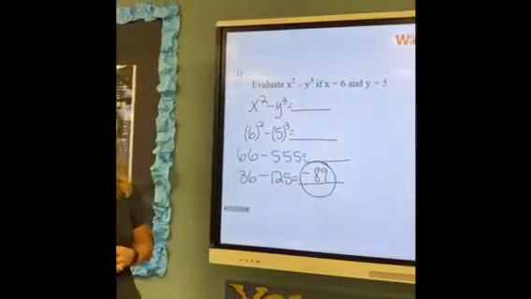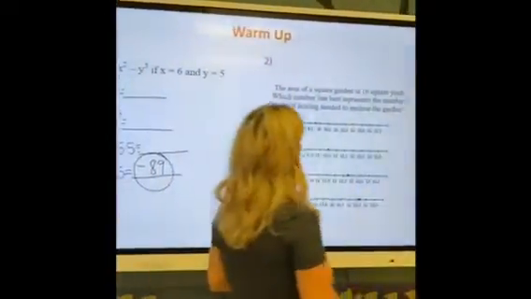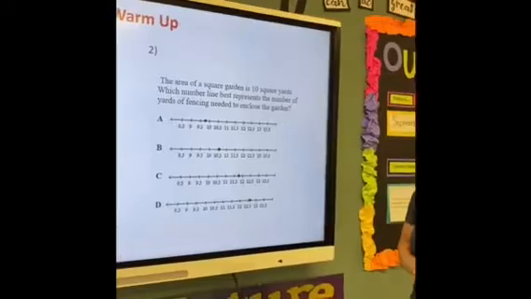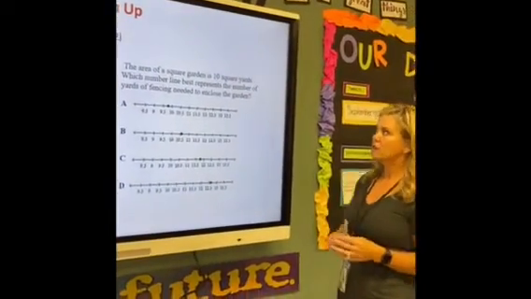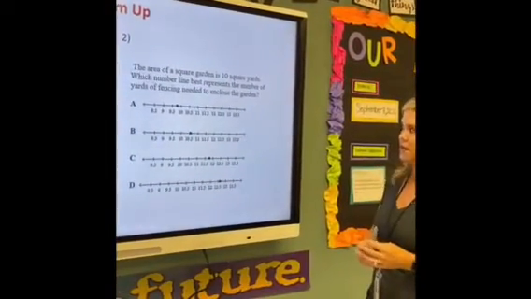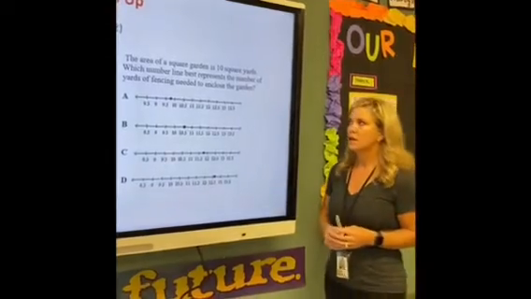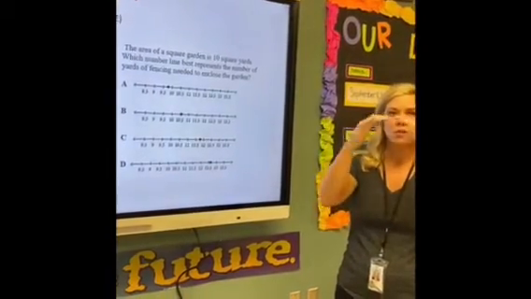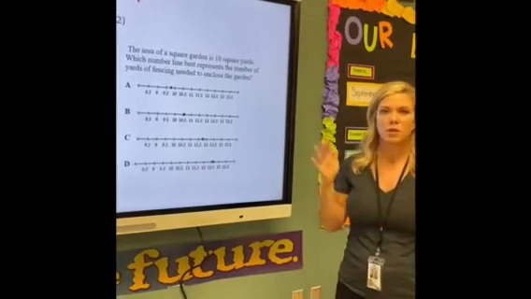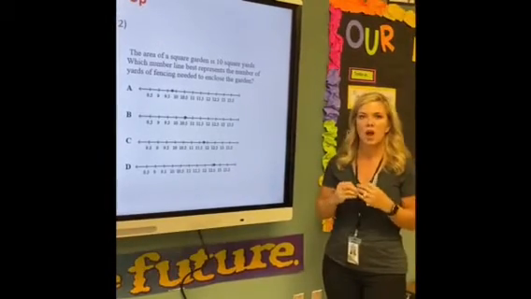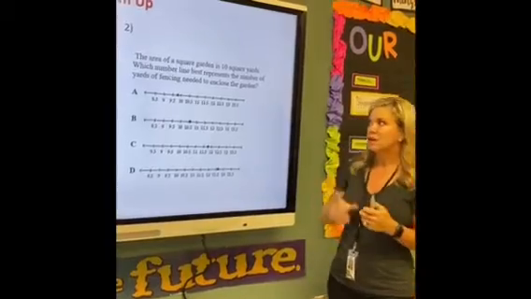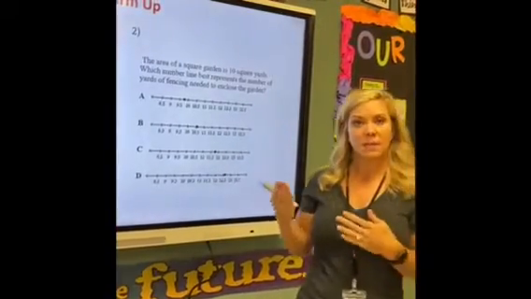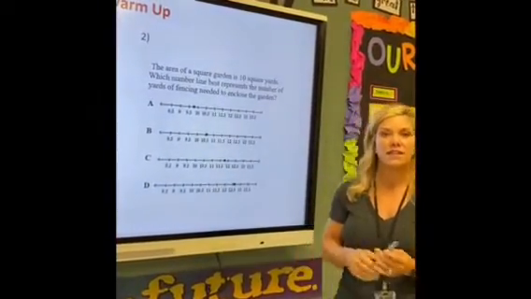Okay? All right, the second problem. The area of a square garden is 10 square yards. Which number line best represents the number of yards of fencing needed to enclose the garden? If we're going to enclose the garden, we're going to close it in. A fence around the garden is the perimeter, not the area inside. We need to know how much fencing we need. So in order to find how much fencing we need, we need to find the side length.